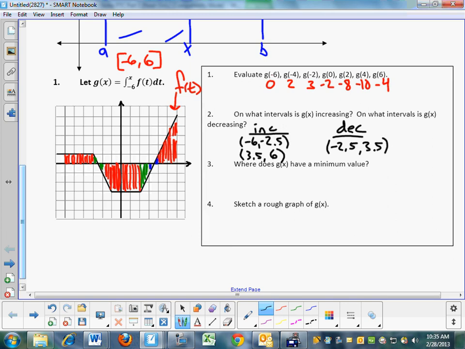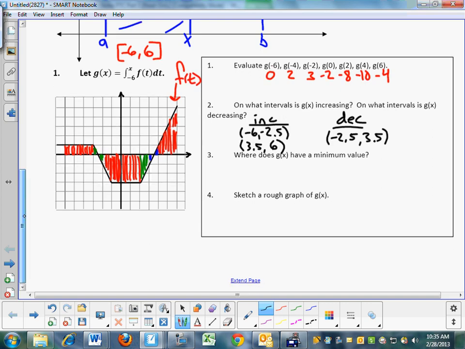Are there any questions how I came up with those values? Okay. Where does g of x have a minimum value?